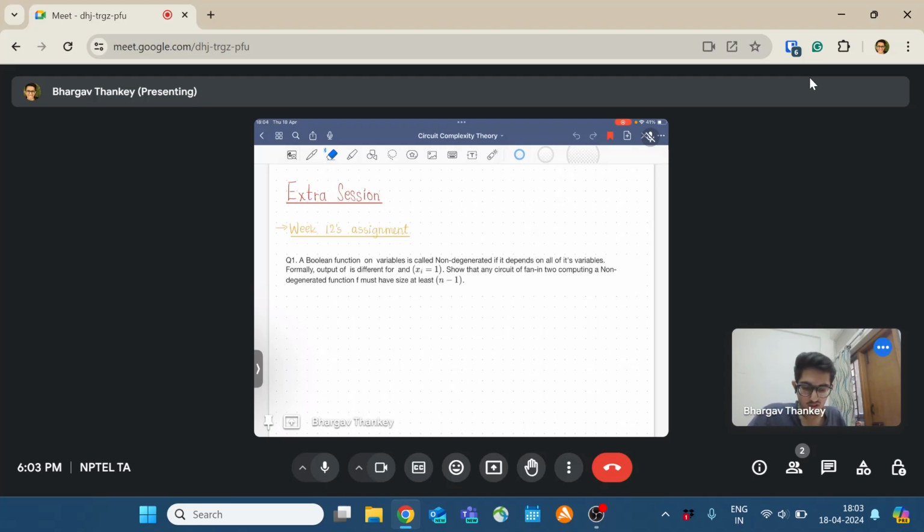Okay. So, let's start. The problem is: a Boolean function on n variables is called non-degenerate if it depends on all of its variables. Formally, the output is different for xi equals 0 and xi equals 1 for all i. Show that any circuit of fan-in 2 computing a non-degenerate function f must have size at least n minus 1.